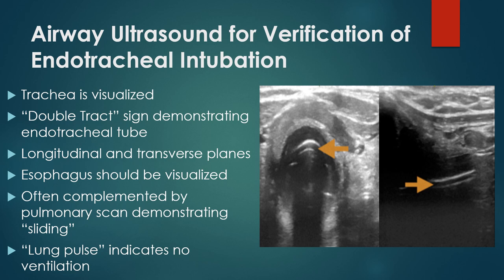You can also verify endotracheal tube intubation. Here the trachea is visualized. And you can also notice the double track sign, which is demonstrating the endotracheal tube. You can also get the sagittal view over here in the right panel. So you get longitudinal and transverse planes. And the esophagus should be visualized as well. And if that's the case, then you're able to verify that it's not in the esophagus.